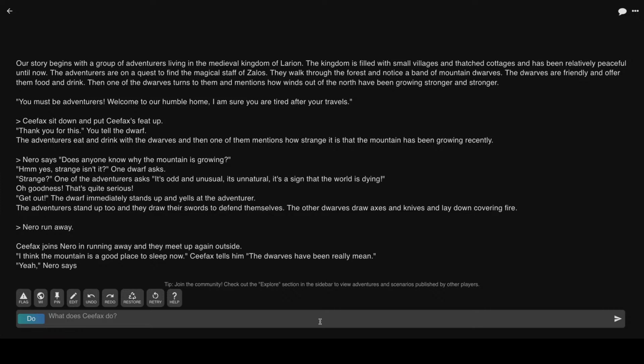If ever the AI is getting a little bit confused or the story's gone off the rails, it's always good to refer back to the quest. Yes. So the AI seems to be really interested in the mountain and the winds on the mountain and the magical staff of Zalos. So maybe we need to do a bit of climbing. That's a good idea. So perhaps, let's say, what happens next? Nero climbs. I guess we could just say the mountain.